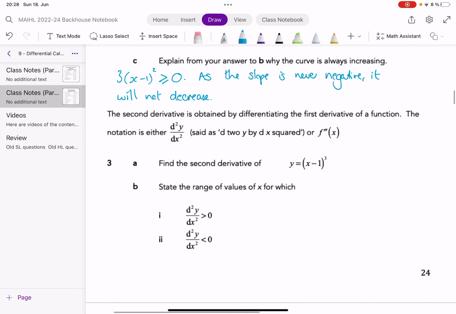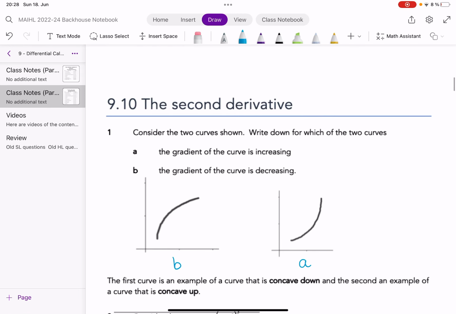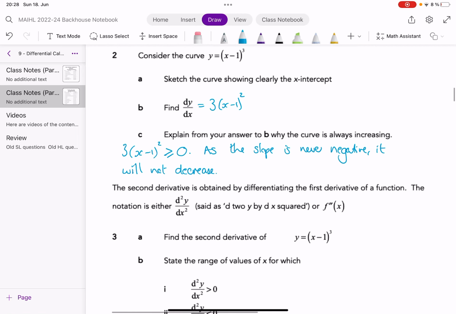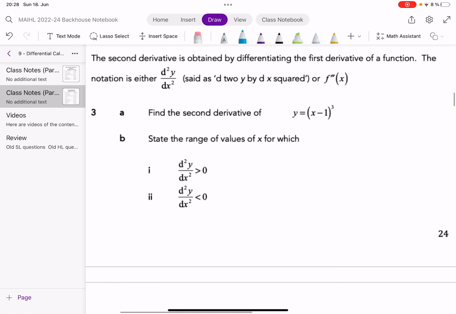So we're now going to talk about the second derivative because that was the name of the lesson. So the second derivative is obtained by differentiating the first derivative. And we have two notations. If we are doing the dy by dx notation, like we had in question 2, we would put 2's, we've got a 2 and a 2, and we say d2y by dx squared. If we're doing the function notation, remember we have f of x as our regular function, f prime of x, and then we have f double prime as the second derivative.